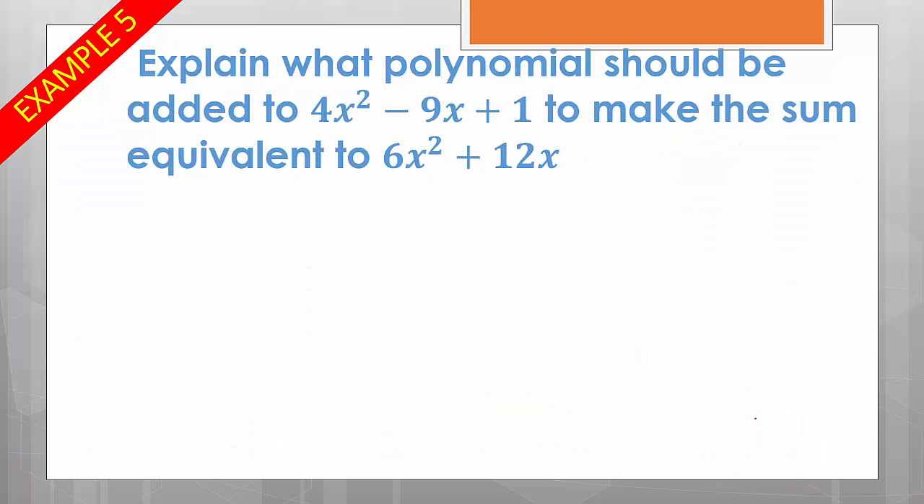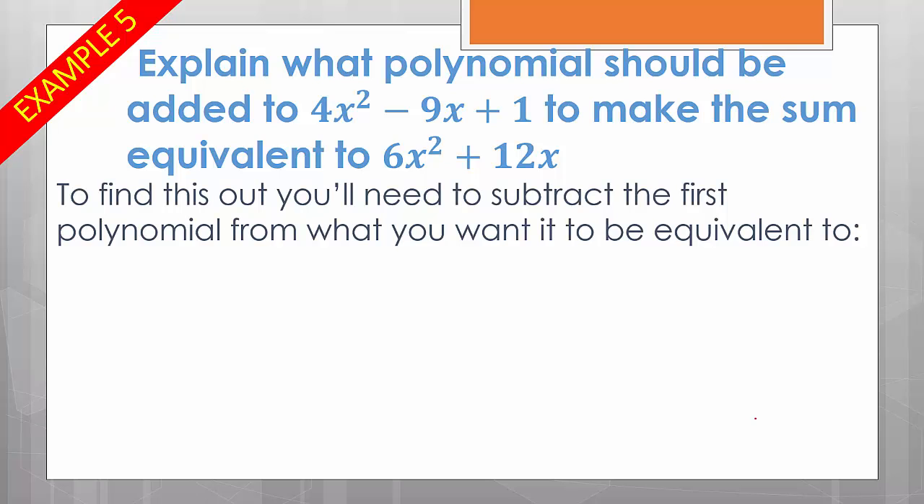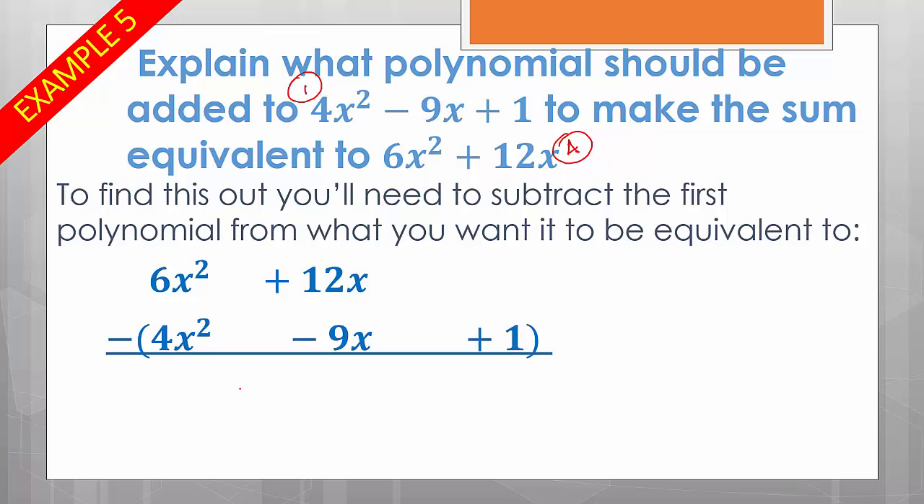And finally, last example. Explain what polynomial should be added to 4x squared minus 9x plus 1 to make the sum equivalent to 6x squared plus 12x. So in order to do this, we're basically just going to subtract the first polynomial, this first one here, from what we want it to be equivalent to, which would be our answer. So we take that 6x squared plus 12x, and we're subtracting the whole thing. So notice I put parentheses around that. You don't necessarily have to do this extra step once you realize that you need to distribute that negative sign to everything inside the parentheses.